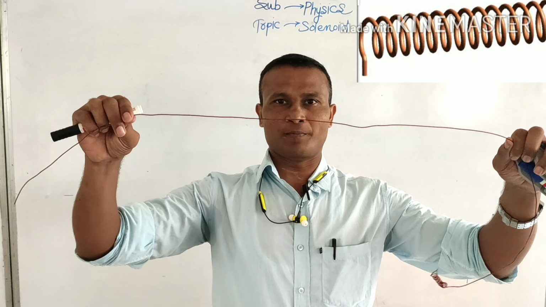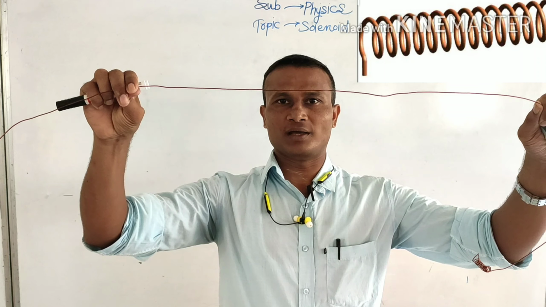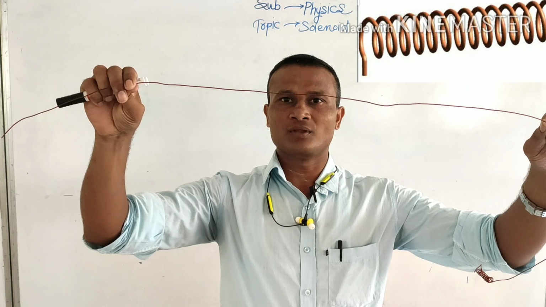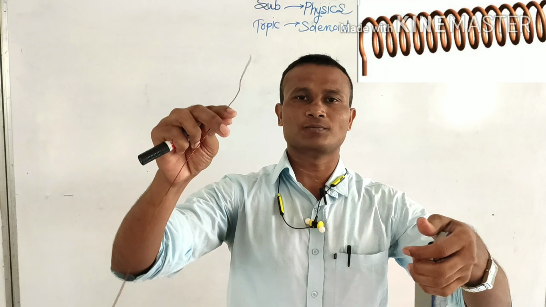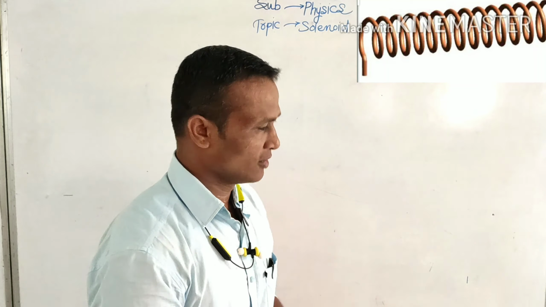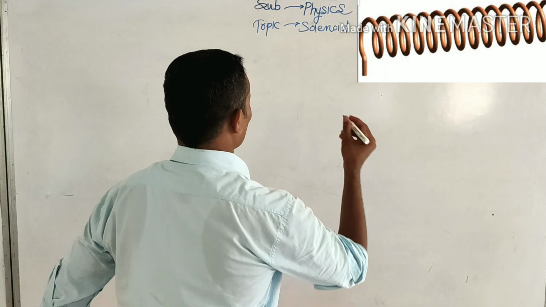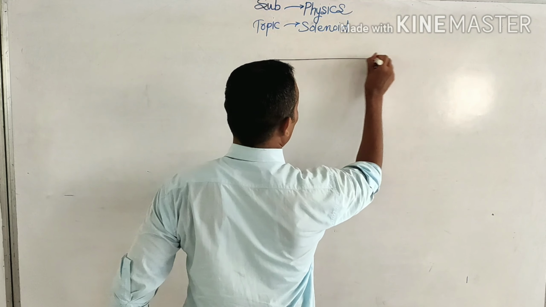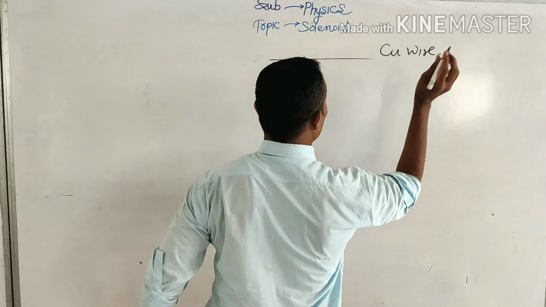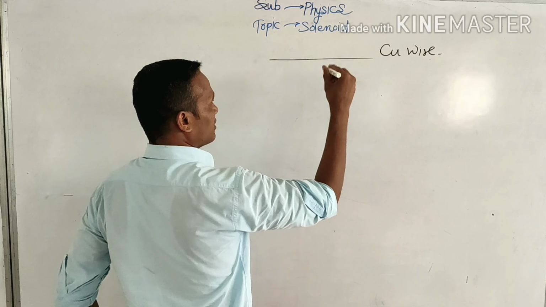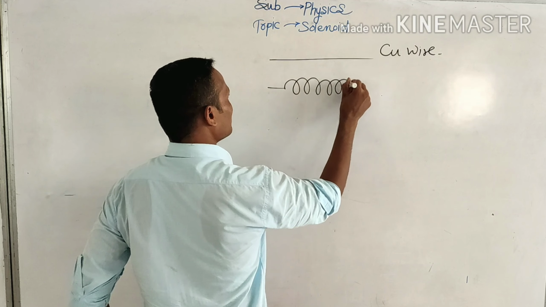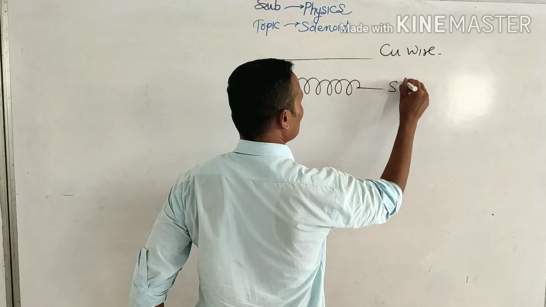This is a straight copper wire, right? Okay, it is insulated as well. If I make a number of turns of this copper wire, it will turn into a solenoid like this. For example, this is a normal copper wire. If I turn it, coil it like this, then this arrangement is called a solenoid.